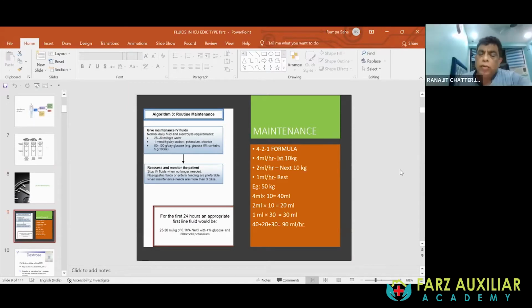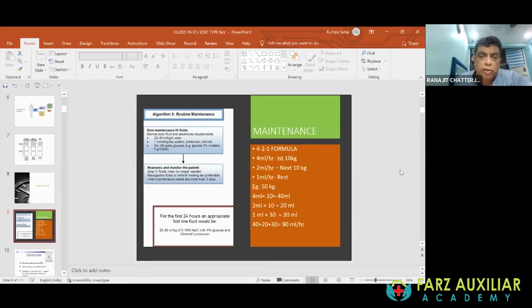Routine maintenance, you just see. We use this formula, the 4, 2, and 1 formula. 4 ml per hour for the first 10 kgs, 2 ml per hour for the next 10 kgs, and 1 ml per hour for the rest of the weight the patient is having. For example, a 50 kg patient: 4 ml for the first 10 kgs is 40 ml, 2 ml for the next 10 kgs is 20 ml, and the remaining is 30 kgs. The 1 ml for the 30 kg is 30 ml. So total is 90 ml per hour.